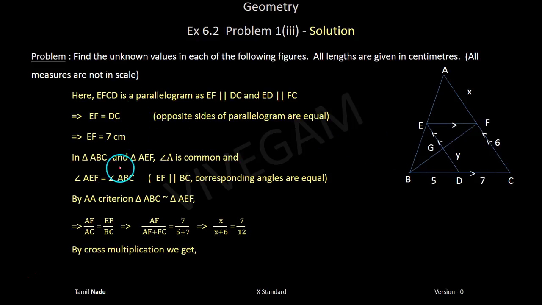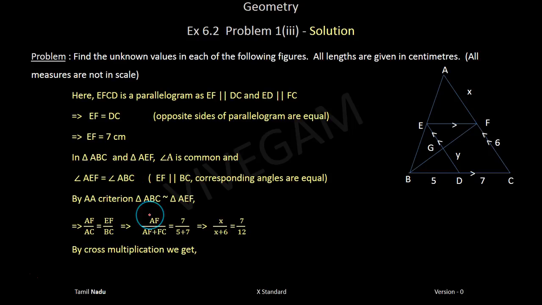Next, we will have to show triangle ABC and AEF are similar. That is, AEF is similar to triangle ABC. As we discussed, angle A is common for both the triangles. Then this line EF is parallel to BC, which means angle AEF equals angle ABC. So angle A is common, angle AEF equals angle ABC. Two corresponding angles of the two triangles are equal, so the two triangles are similar by AAA criteria.